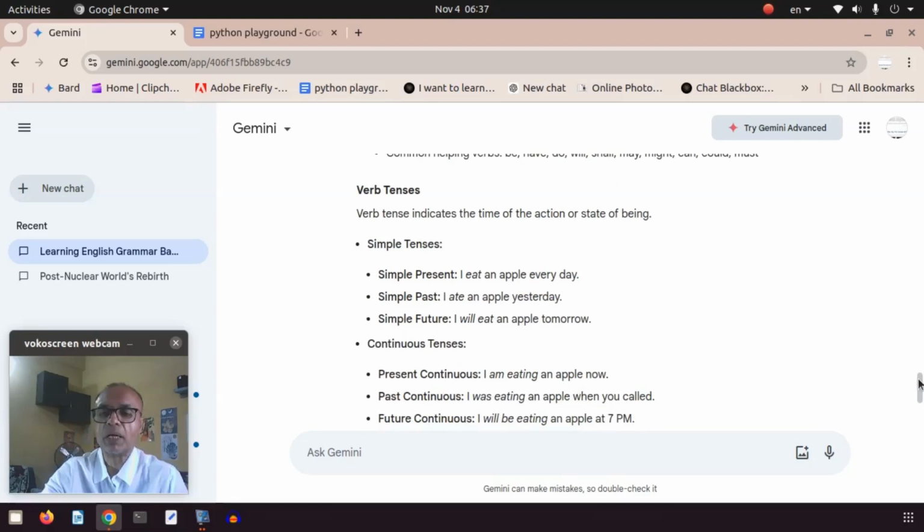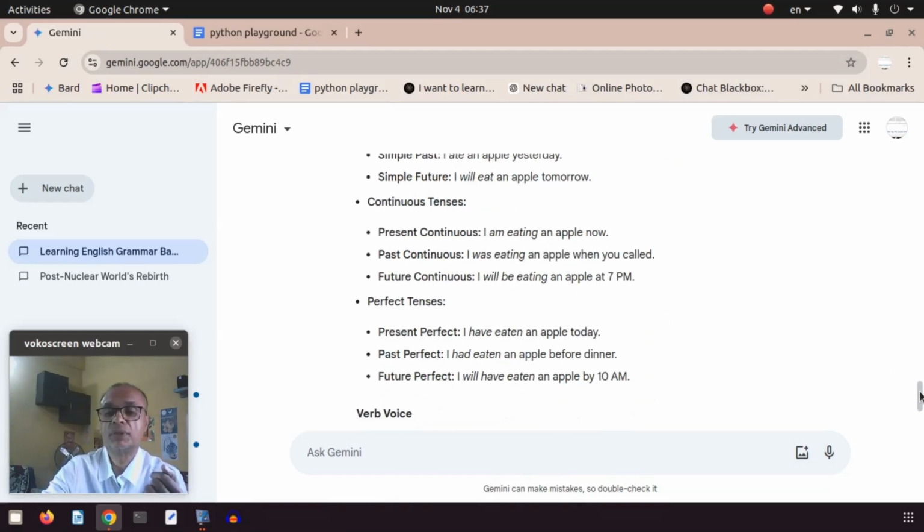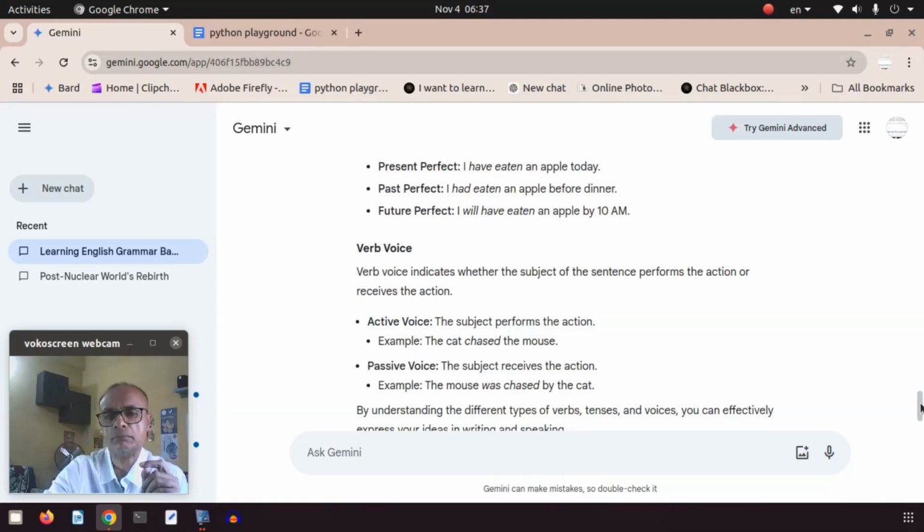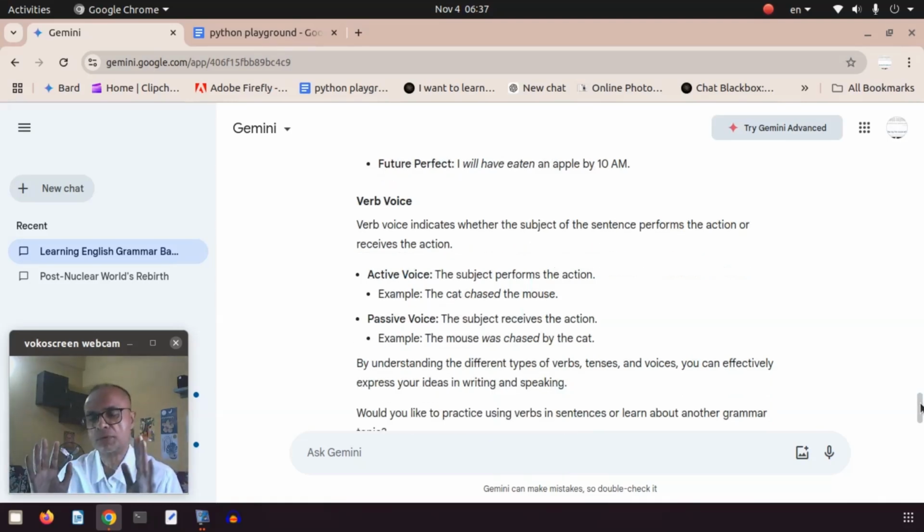Now comes the verb tenses. Verb tenses indicate the time of the action or state of being. Since we have not covered tenses, it will be rather difficult for you if you just start learning verbs. So I am not going deep into verb tenses. There are simple past, simple future in the simple tense, and the continuous tense is present continuous, past continuous, future continuous, and perfect tense is present perfect, past perfect, future perfect. I will come back to that part later, because when we cover tense, we'll cover them in a very detailed way, so don't worry about it.